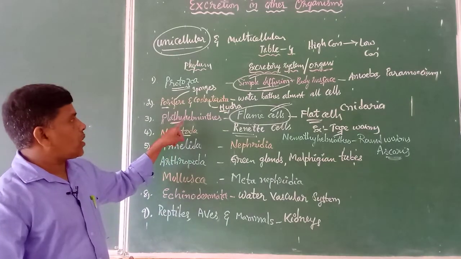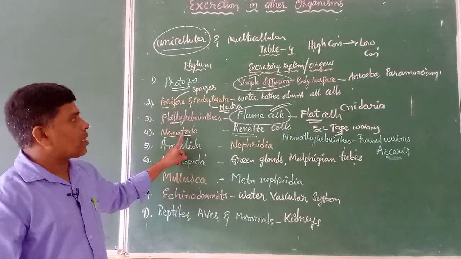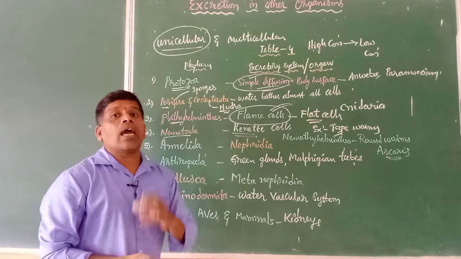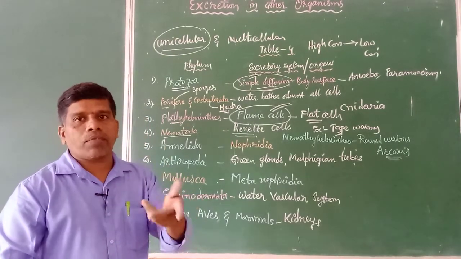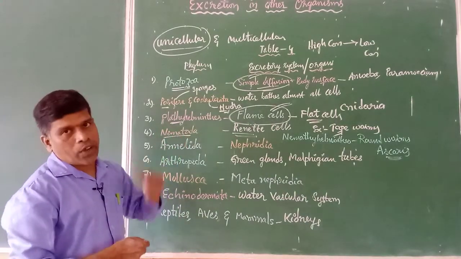Okay, so before that, the organisms belonging to platyhelminths and nemathelminths are commonly called helminths. If the body is flat, platyhelminths. If the body is round and cylindrical, nemathelminths or nematodes, we call them.